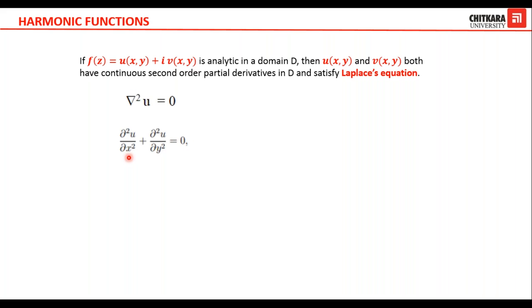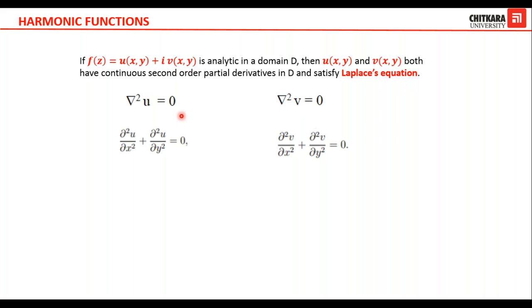That means del square u upon del x squared plus del square u upon del y squared should be equal to zero. Similarly, we are also saying that v will also satisfy the Laplace equation. That means del square v should also be equal to zero. So we get del square v by del x squared plus del square v by del y squared will be equal to zero. That means we are saying that, I'm again repeating, that if f is equal to u plus iota v, and this function is analytic, it is given to you that the function is analytic in the domain D, then the real part and the imaginary part of this analytic function will always have continuous second order partial derivatives, and it will always satisfy the Laplace equation.